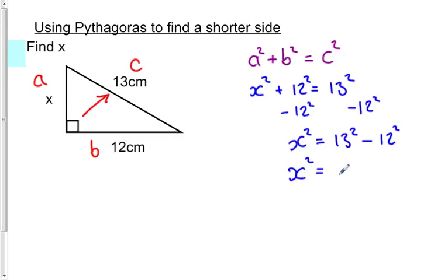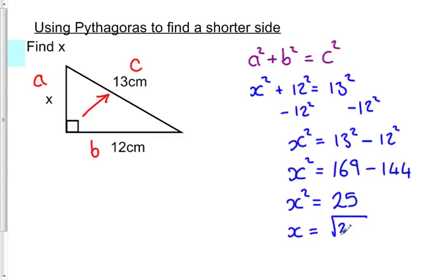Now we can put that directly into our calculator, but it will give us 169 minus 144, which tells us that x squared is 25. Now when we take the square root there, the square root of 25 we already know is 5 centimeters. And as you can see, 5 centimeters is the shorter of the three sides, clearly not bigger than our hypotenuse, so we know that we are in the right ballpark.